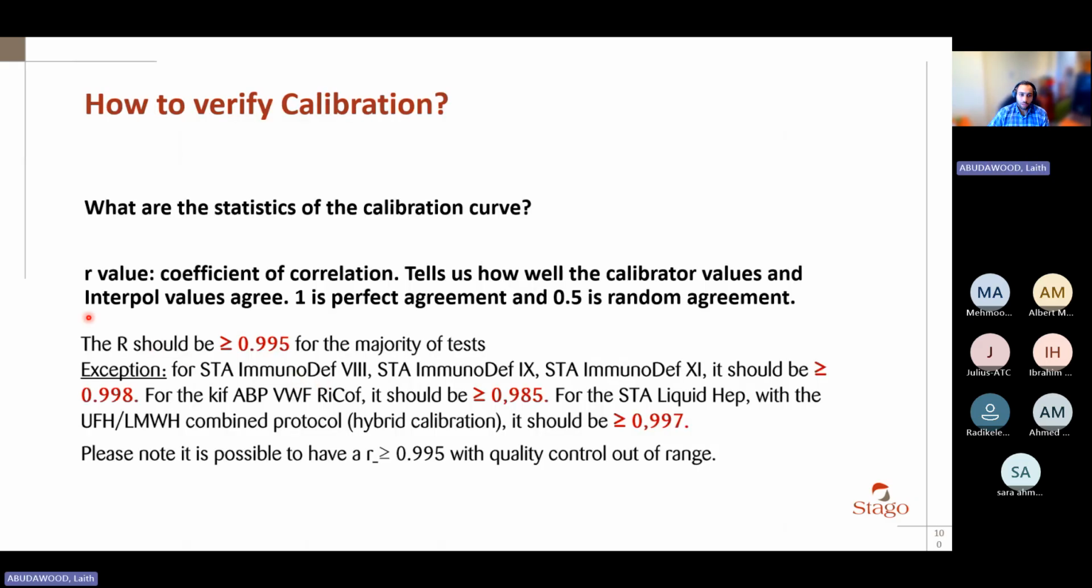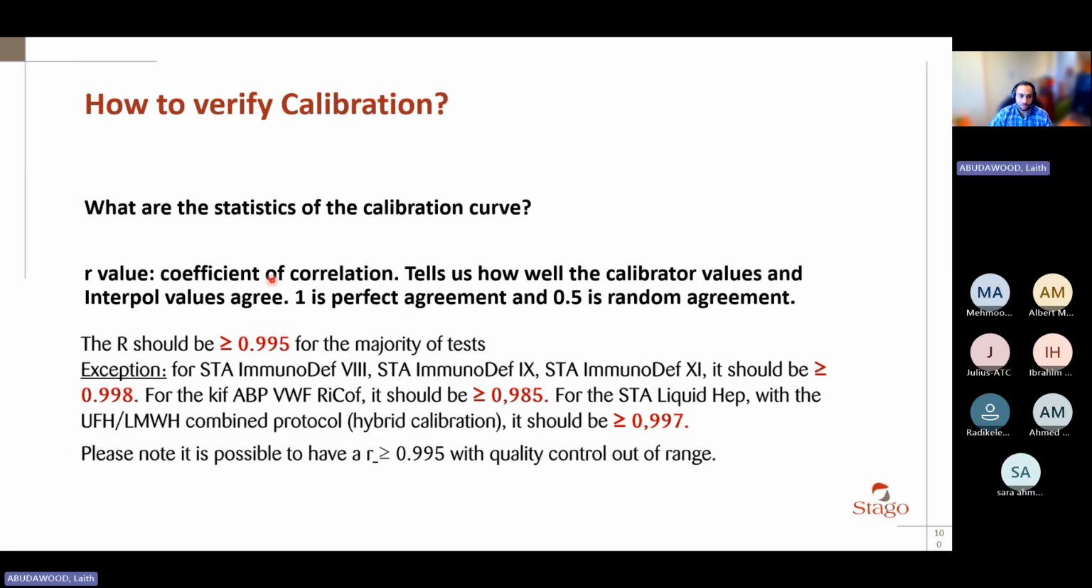So the R values, how do I know if it's acceptable or not? You said some parameters have higher than 0.995. As I told you, from Stago, most parameters should have a calibration R value that's 0.995 or higher. Exceptions are STA Immunodiff 8, 9, and 11. They should read more than 0.998. Diskette ABP is a different manufacturer. I don't care about this one, okay? For STA Liquid HIP, when you run the hybrid calibration curve, your R value should be 0.997.